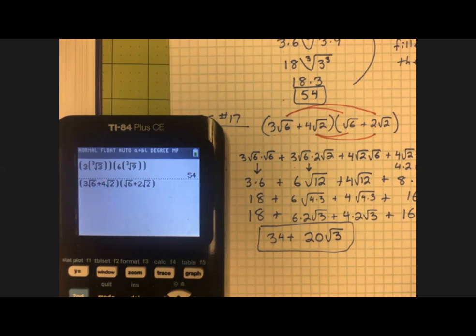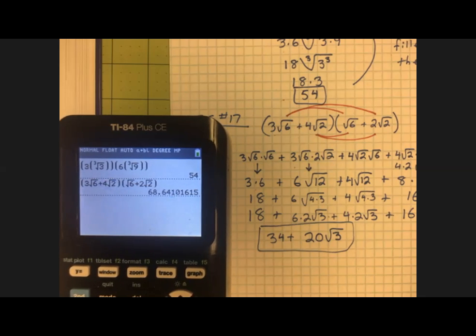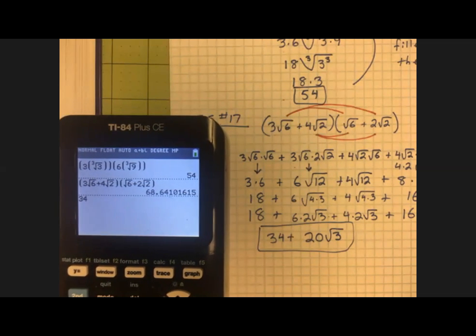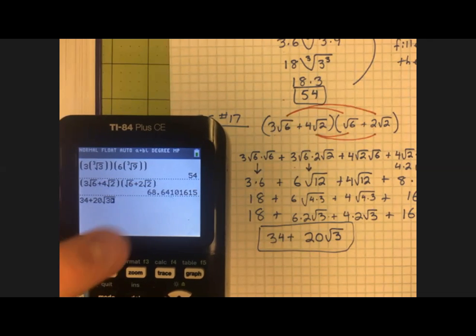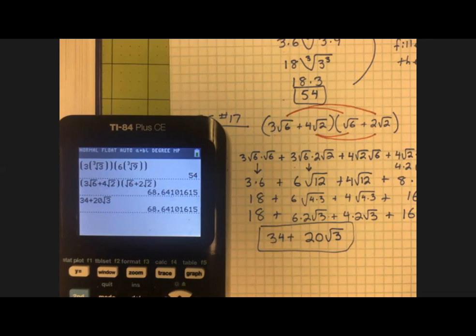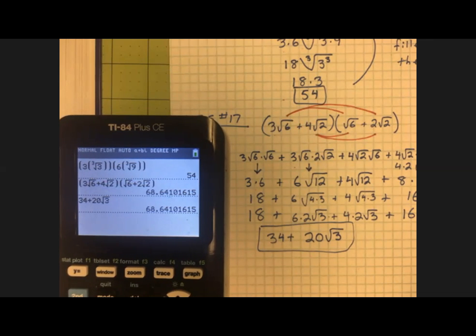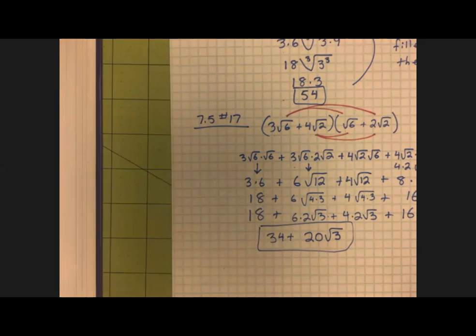Excuse me, hang on. So I just want to show you that these are matching. That's 68.64, and 34 plus 20 times the square root of 3 is the same 68.64 and change. If you ever feel like you need to compare things like that, see if you have simplified it correctly. You can compare them on your calculator screen like that. Okay, good.